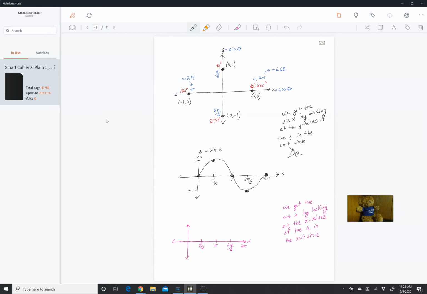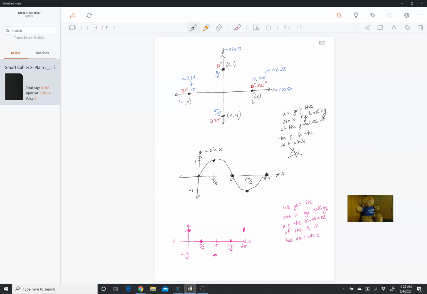Now at 0, we're looking at the x value. So the cosine of 0 is 1. The cosine of pi over 2 is 0. The cosine of pi is negative 1. The cosine of 3 pi over 2 is 0. And the cosine of 2 pi is back at 1 again.